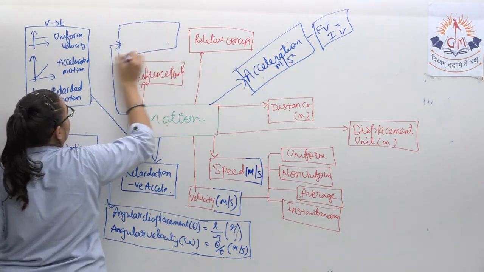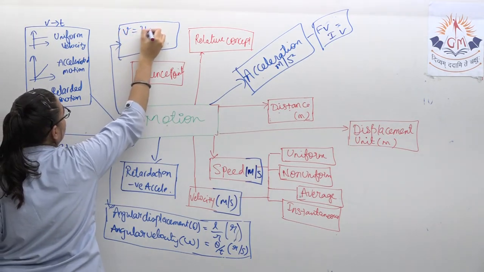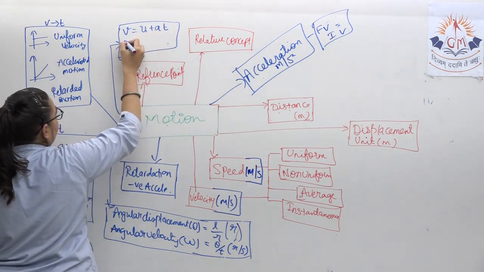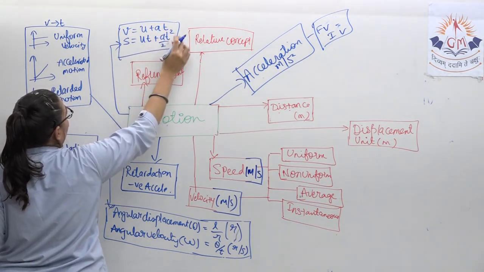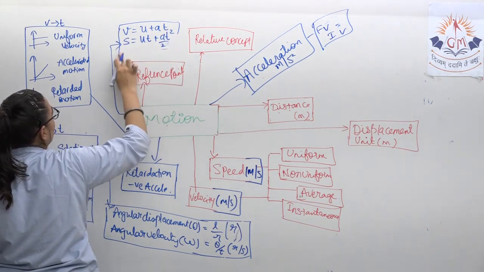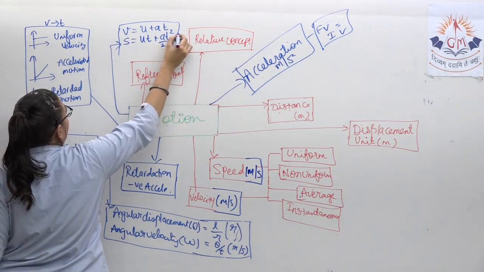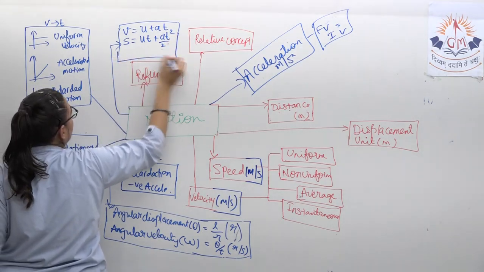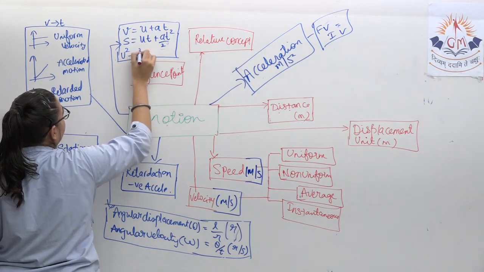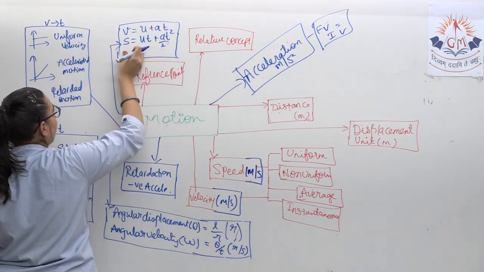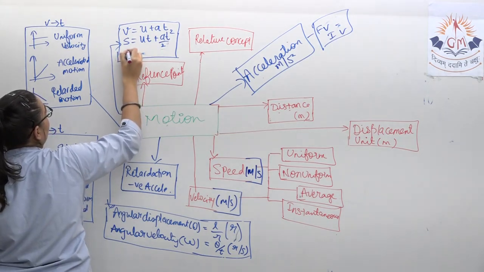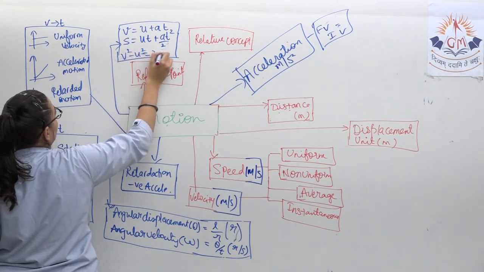Which are the three equations of motion? v is equal to u plus at. s is equal to ut plus at square by 2. And the last one is v square minus u square is equal to 2as. This is v, my dear ones. Okay? v square minus u square is equal to 2as.